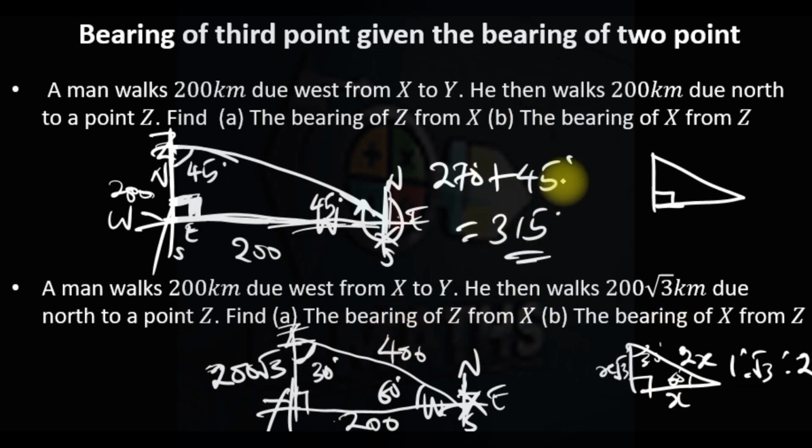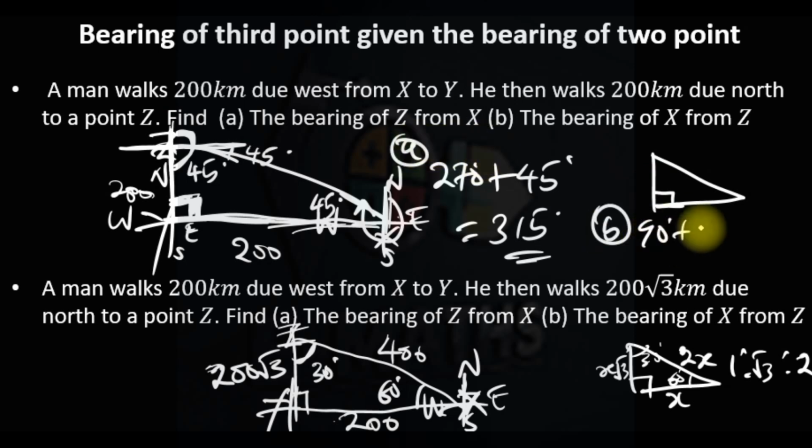Okay, we did not finish this question. They say the bearing of X from Z. So from Z now, we move wherever it hits the bar. Remember, this is 45, so the remaining here is 45, plus 90. So the second question, this is the first one. The second one is 90 plus 45, which is 135. Sorry for forgetting that.